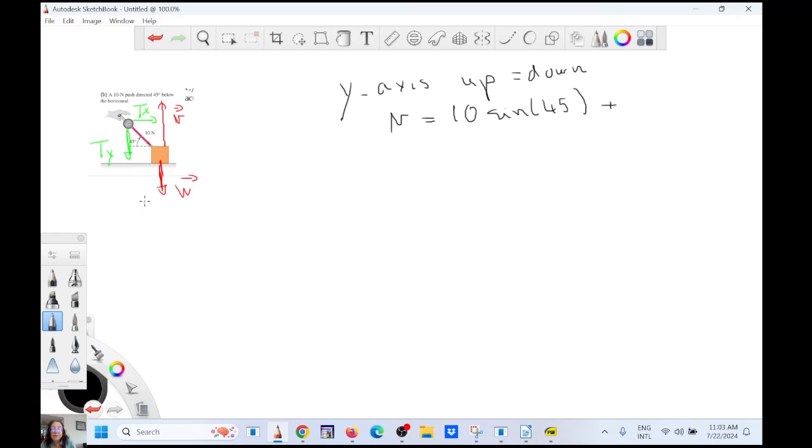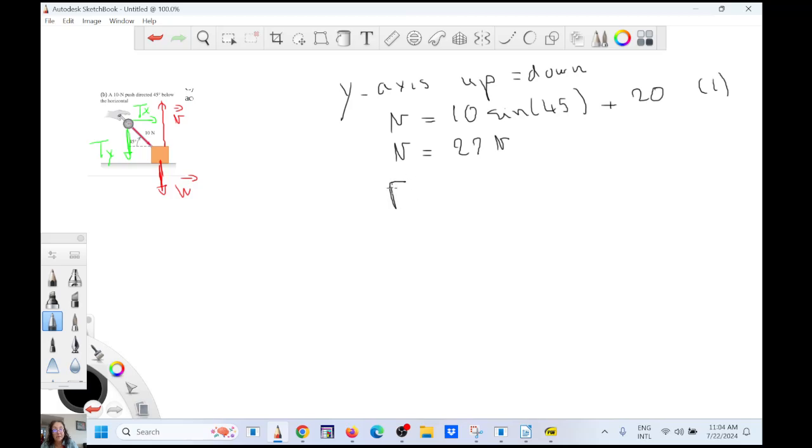Plus the weight, which is 20. So up you have the normal force, and down you have that y component here plus the weight. So you can find the normal force. That will be your first equation. So it's going to be 10 sine 45 plus 20, which is 27 Newton. So you see, before we found 15 Newton. Now it's more because you are pushing on the ground, so the ground pushes back on you more.